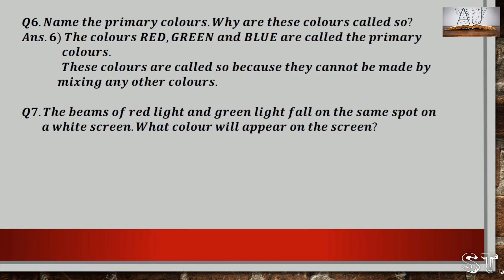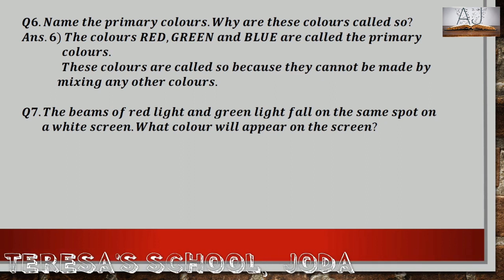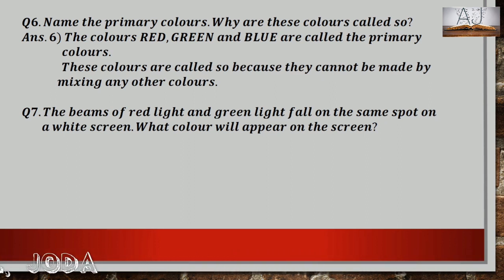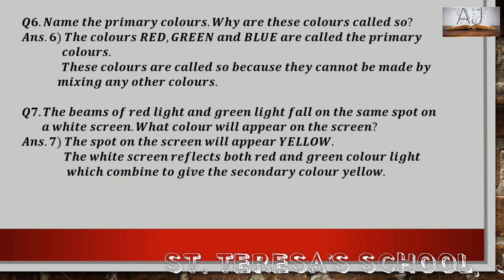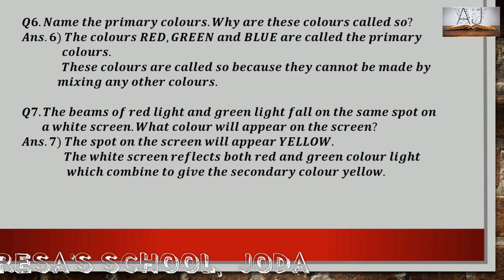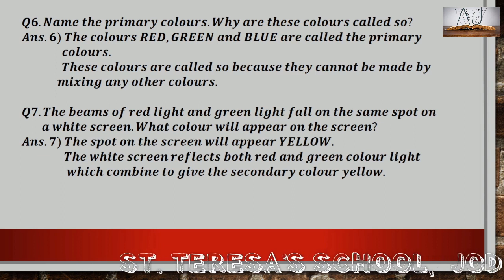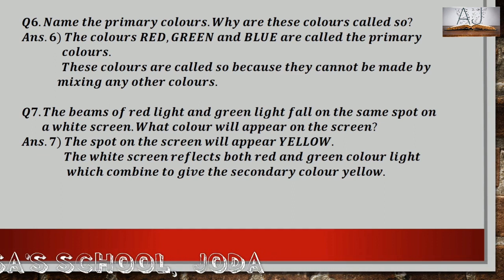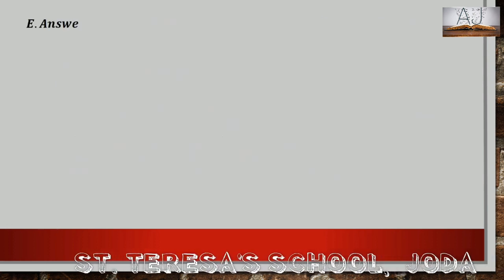The beam of red light and green light falls on the same spot on a white screen. What color will it appear on the screen? Let us see the answer. When both the lights fall, the spot on the screen will appear yellow. Why? The white screen reflects both the red and the green light, and the combination of red and green gives a secondary color, that is yellow. So we get to see the yellow color because of the combination of both.